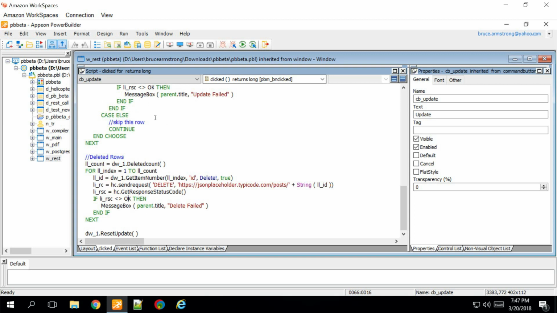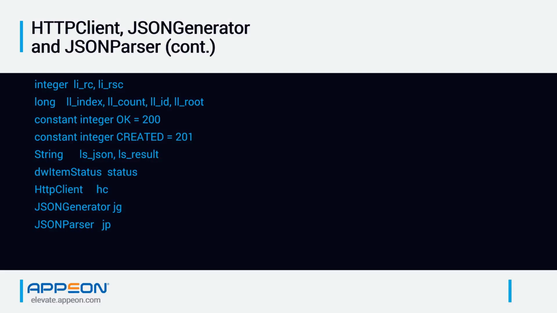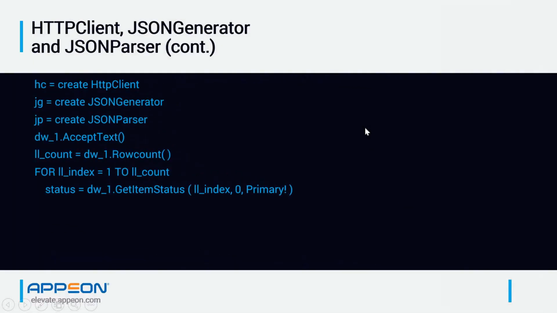Once I've finished looping through the primary buffer for the inserts and the updates, and the deleted buffer for the deleted records, I do a reset update on the data window, because we've been handling this update manually. The reset update clears those item status flags to indicate we're now back in sync with the data that's in the service. Okay, let's go back to the slides, and we just click through this.